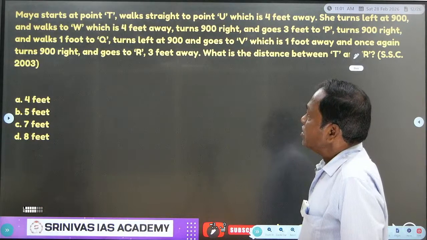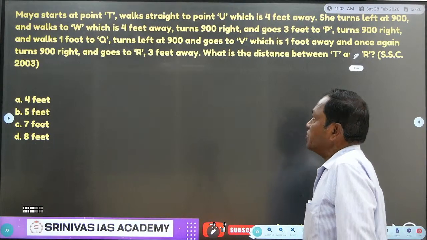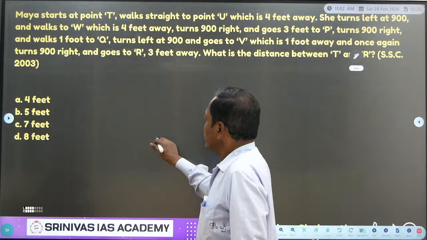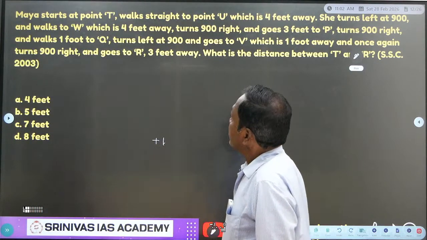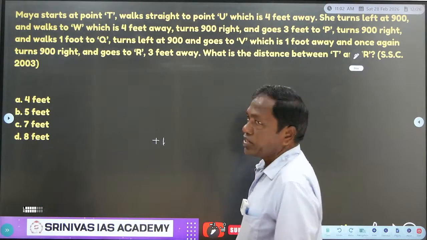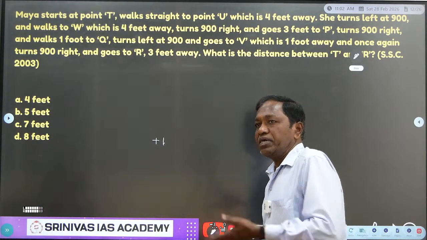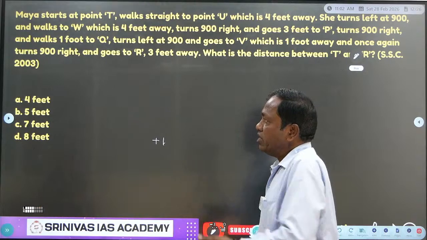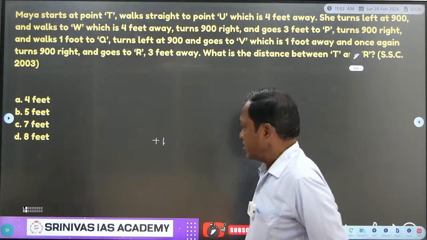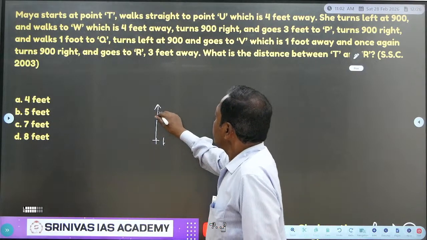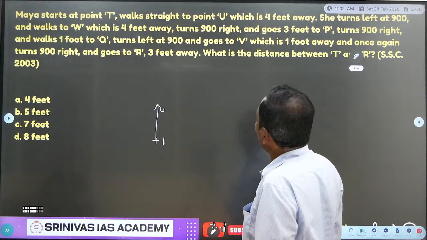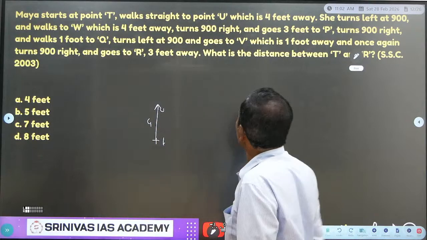Now, Maya starts at point T, walks straight to point U. Straight means you can draw in any direction, but normally I suggest everyone to go north. That is easy for us. This is U, which is 4 feet away.